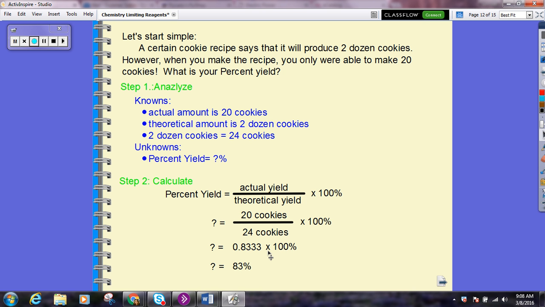And I know you're already confused. Why do I only write 83% instead of 83.33%? Well, that's easy. The answer is significant figures. I only have 2 significant digits in 20 cookies. I only have 2 significant digits in 24 cookies. And I have 3 significant digits in 100%. I can only use the least amount of significant figures, so my answer must be 83%.